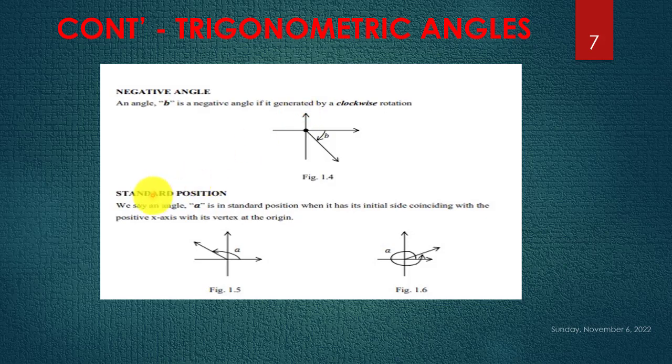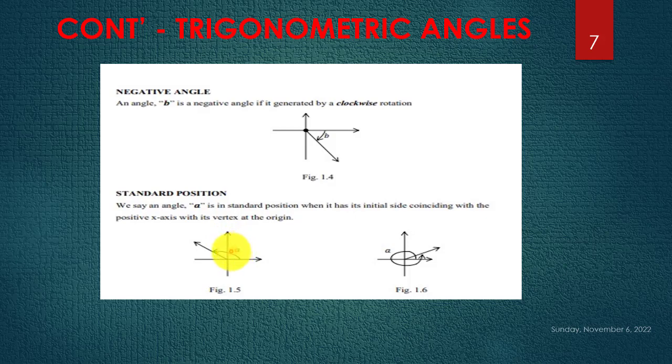Then another concept that we will talk about in this video is the standard position. When do we say an angle is in standard position? We say an angle is in standard position when it has its initial side coinciding with the positive x-axis with its vertex at the origin. So an angle is in standard position when the initial side lies on the positive x-axis.